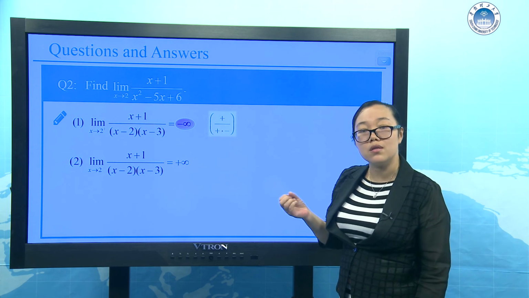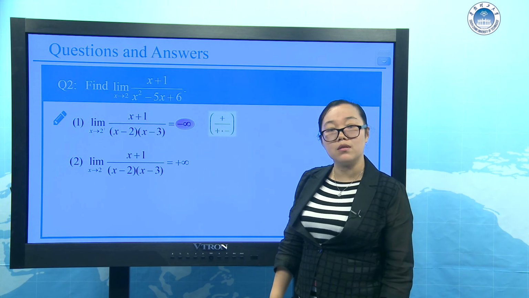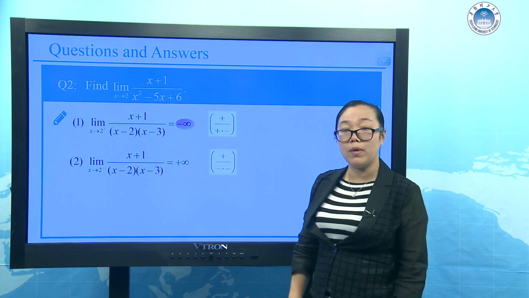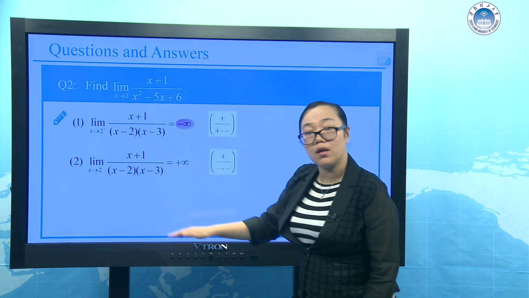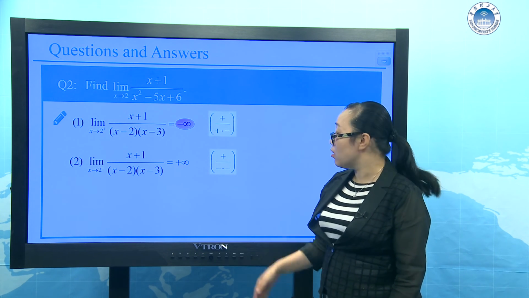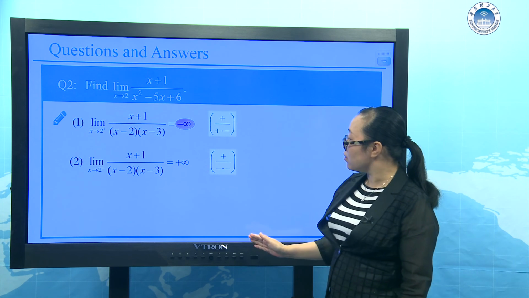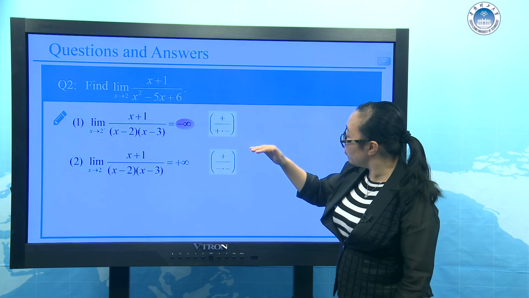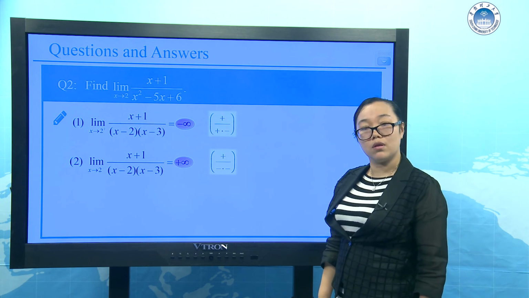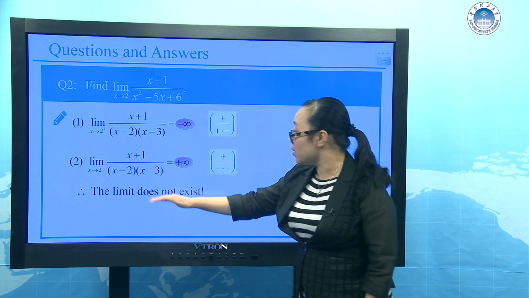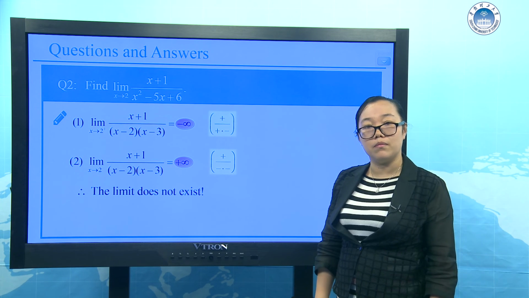Case 2, in a similar way, x tends to 2 from the left side, meaning 2 minus, corresponds to this term being positive. X tending to 2 from the left side makes x minus 2 a negative number. Similarly, x minus 3 is negative. Pay attention: positive and negative together give positive. So we have positive infinity. The two one-sided limits differ, so the limit does not exist.